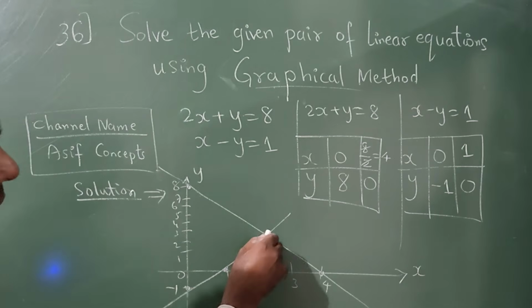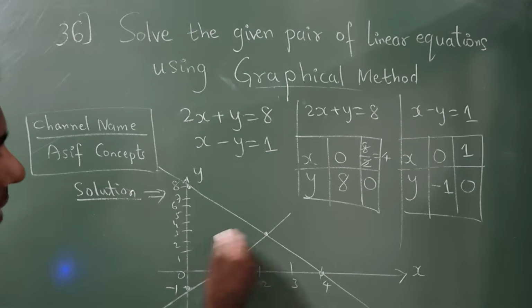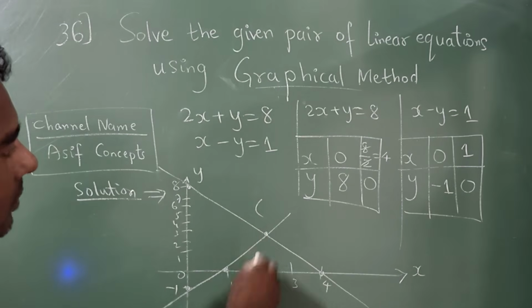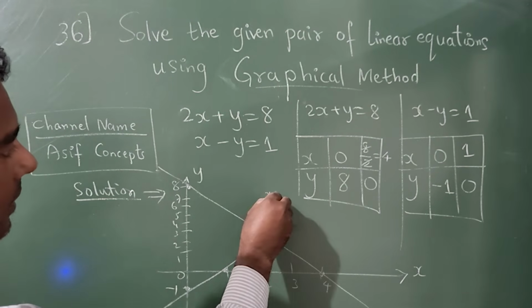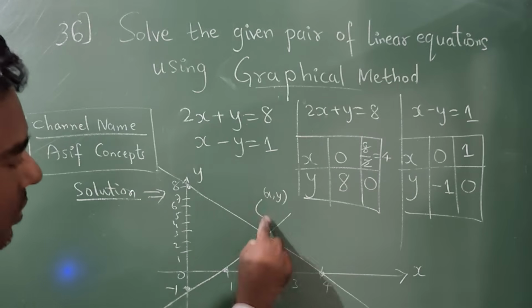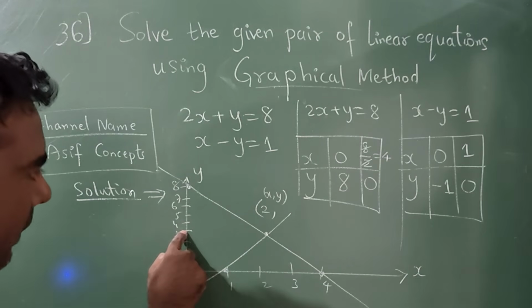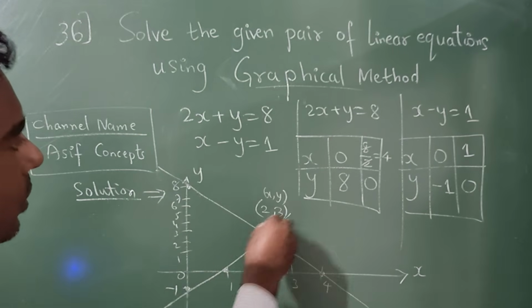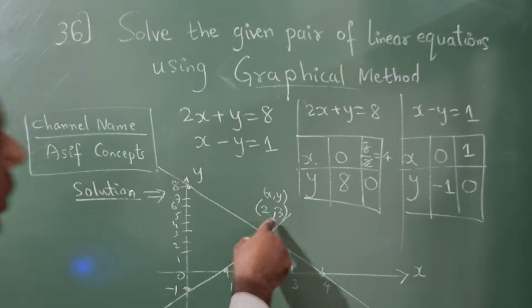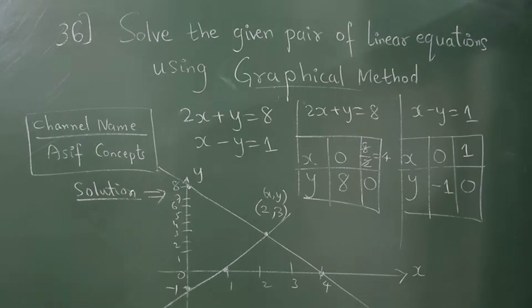Okay, so here you get two lines intersecting. Since this is a rough diagram, you need to write the coordinates for this. So x, you can see it is 2, y it is 3. So at 2, 3, two lines are intersecting. I hope you understood this very well. Now let me give you the next question as homework. Solve.